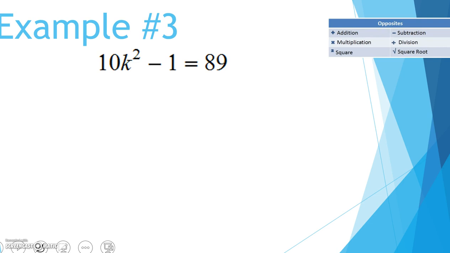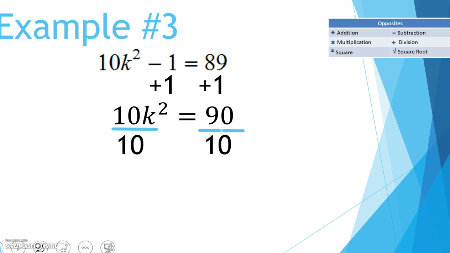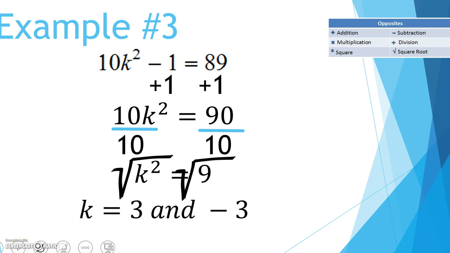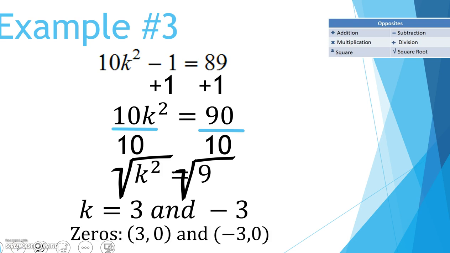Alright, 10k squared minus 1 equals 89. So again, we still want to get that k squared by itself. So the opposite of subtracting 1 is adding 1, so we'll add 1 to both sides. That'll give us 10k squared equals 90. We'll divide by 10 on both sides. So 90 divided by 10 is 9. We got that k squared by itself, so we're going to take the square root of both sides. And the square root of 9 is 3 and negative 3. So when we write our zeros, we're going to have 3, 0 and negative 3, 0.